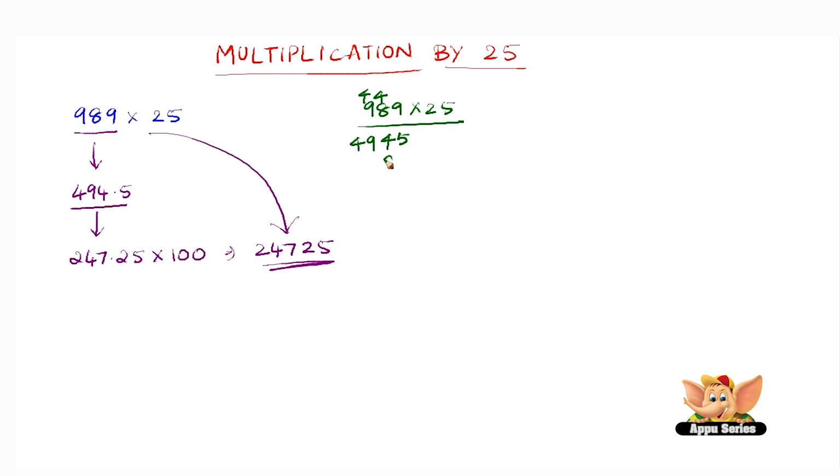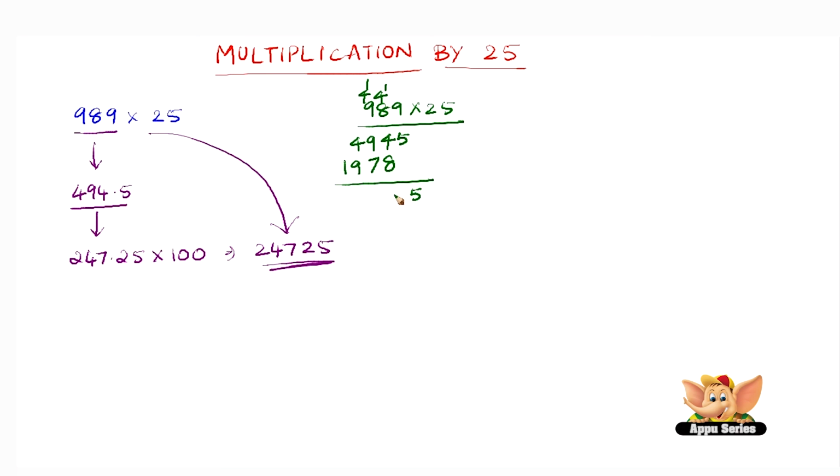2 9 times is 18, 8, carry over 1. 2 8 times is 16, 16 plus 1 is 17, 7, carry over another 1. 2 9 times is 18, 18 plus 1 is 19. So write 19 here and now add these.